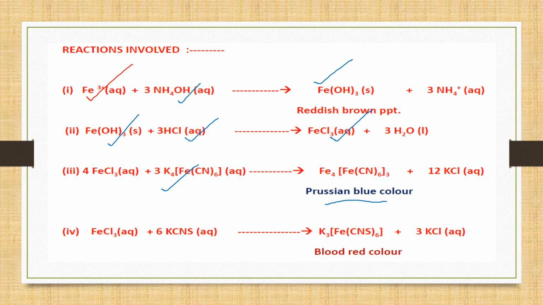And to the second part, you have to add potassium or ammonium thiocyanate, or we call it sulfocyanide. It will give you the blood red coloration instantly. So these are the two confirmatory tests for Fe3+. This completes group 3 also.